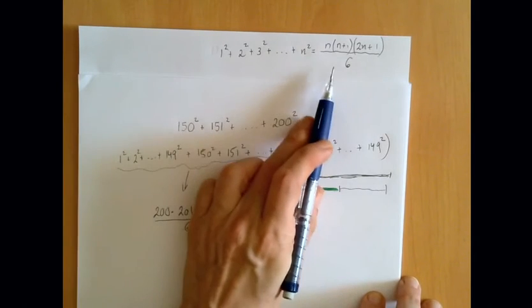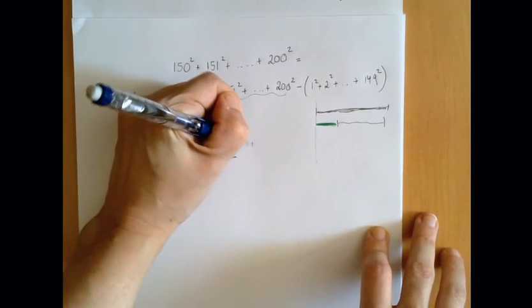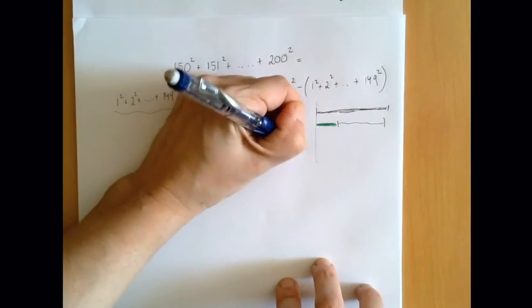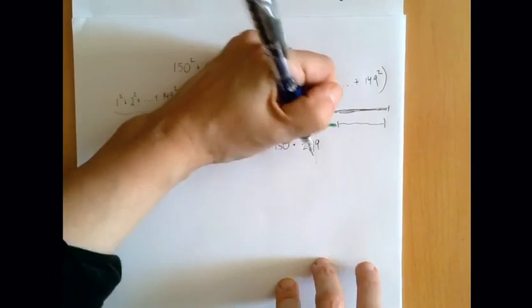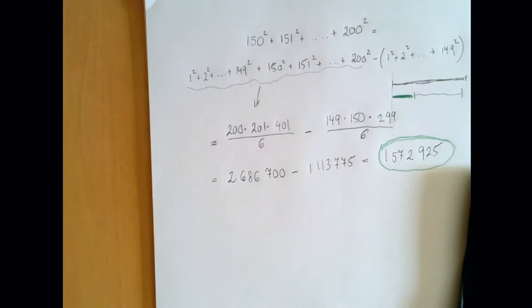1 till 149, so n has to be 149 here. N is 149, n plus 1 is 150, and 2n plus 1 should be 299. Yes, it is. 299 divided by 6. So the rest is just exercise on the calculator.